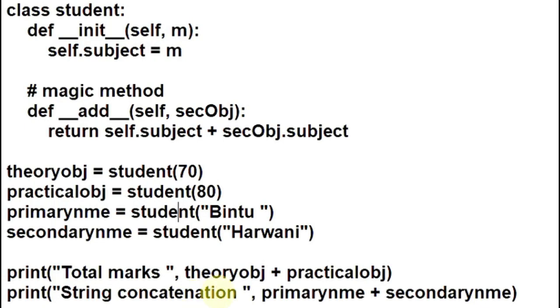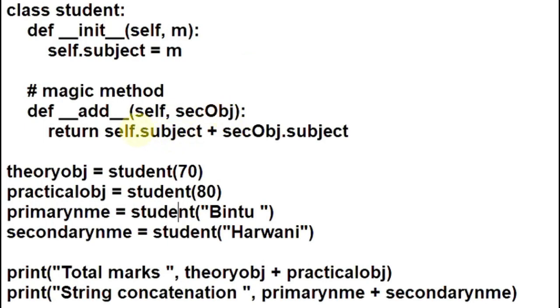For string concatenation, you are invoking the plus operator via the primary enemy object, and the primary enemy object is the one which has bin2 assigned as the subject attribute, right? And secondary enemy will be passed as an argument and will be assigned to this sec obj parameter.